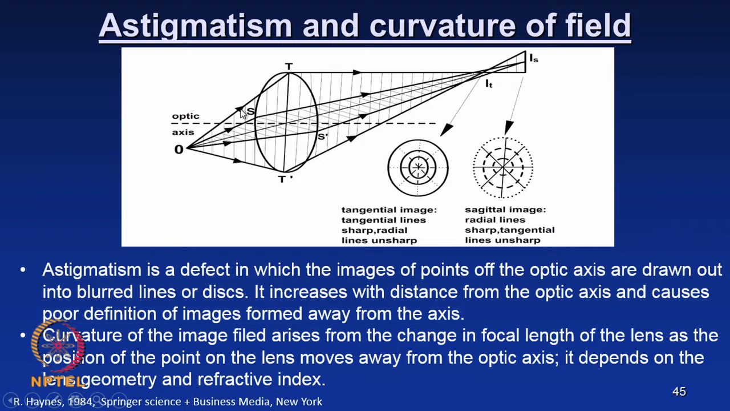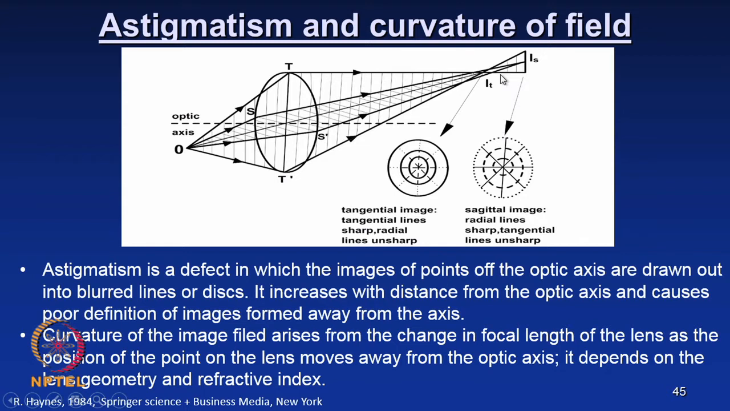So, let us now come back to this schematic again. You have the line passing through this T prime that forms an image IT, that is a tangential image, and then the rays which are passing through the S prime plane form an image IS. So, you can see that in a tangential image, the tangential lines are sharp and the radial lines are unsharp. On the other hand, if you look at the sagittal image, that is the SS prime plane image, the radial lines are sharp and the tangential lines are unsharp.